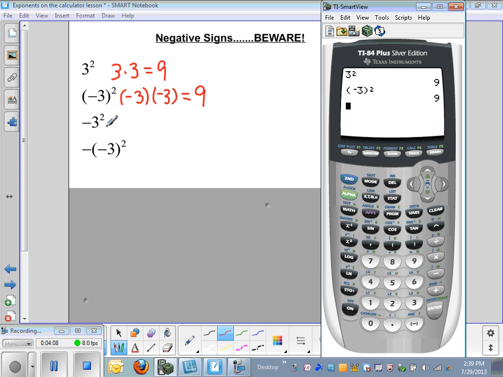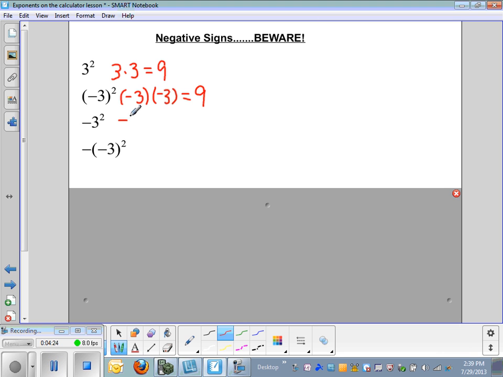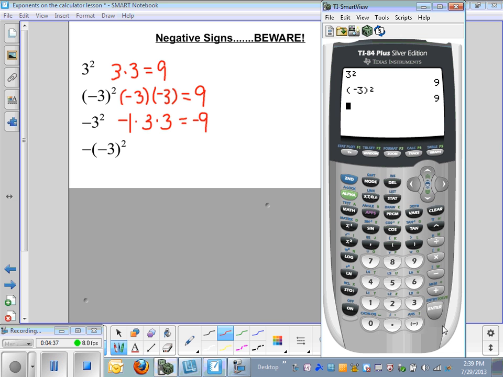The third example is a negative 3 squared. So if you look at this compared to the first example, you can see it's the opposite of the first. So I should get a negative 9. If I had to write that out or expand it, that would really be a negative 1 times a positive 3 base times a positive 3 base, which would give me a negative 9, which is the opposite of the first example. So negative 3 squared.